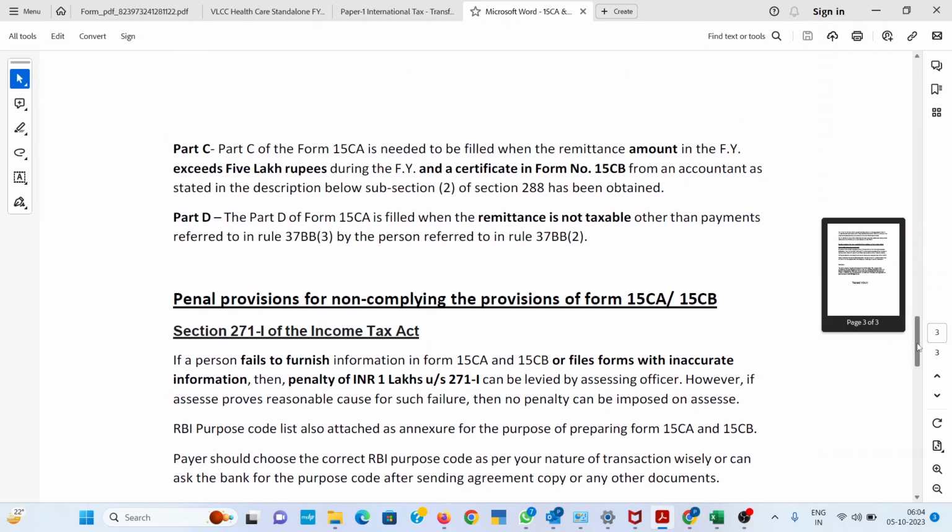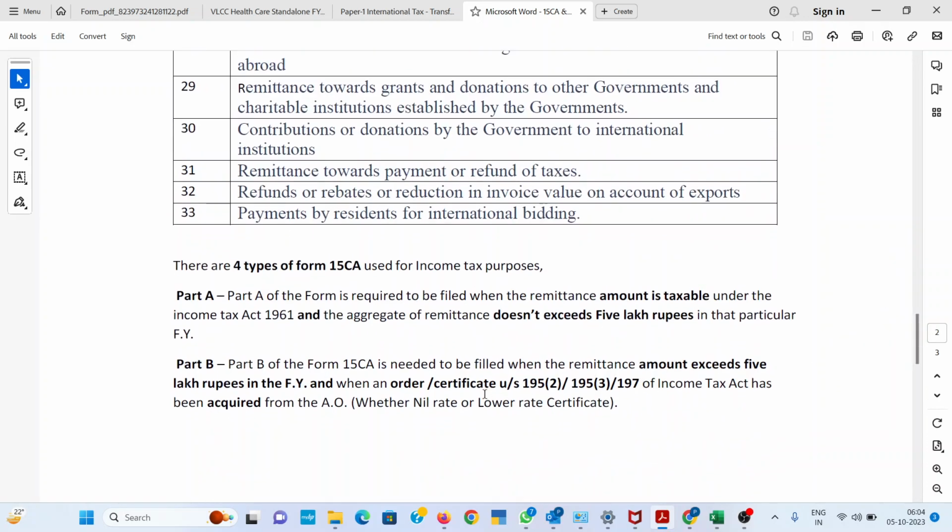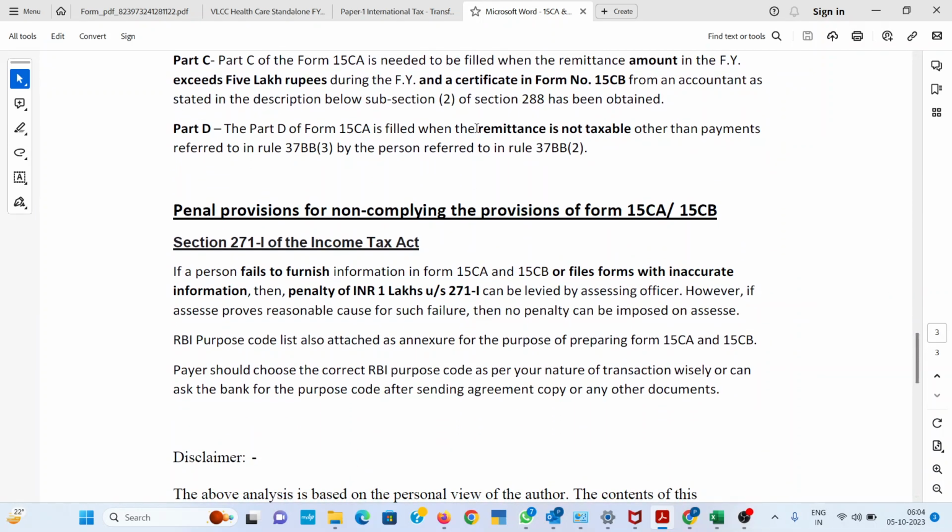Part B is for an amount that exceeds 5 lakh rupees, and an order or certificate under section 195(2), 195(3), or 197 of the Income Tax Act is acquired from the AO for a nil rate or lower rate certificate. And for Part C, the amount exceeds 5 lakh rupees and a certificate in Form 15CB is obtained. And Part D, in case the remittance is not taxable, then Part D is required.